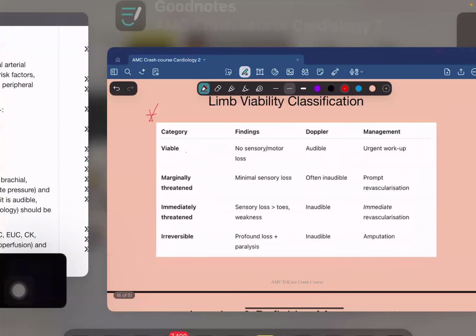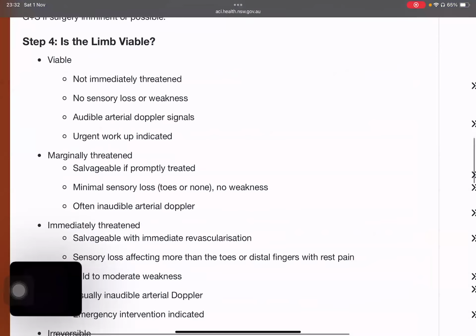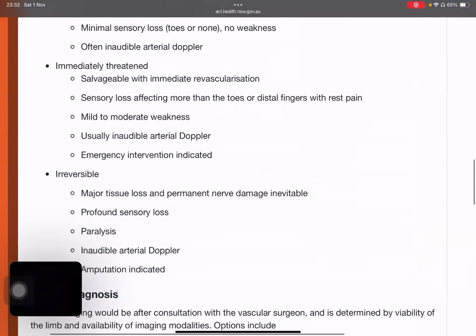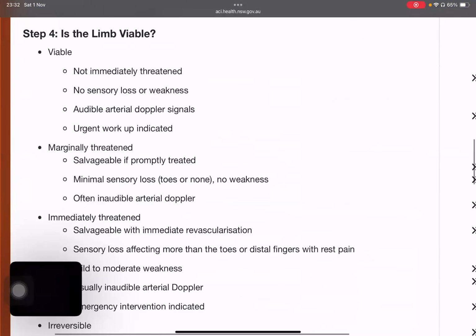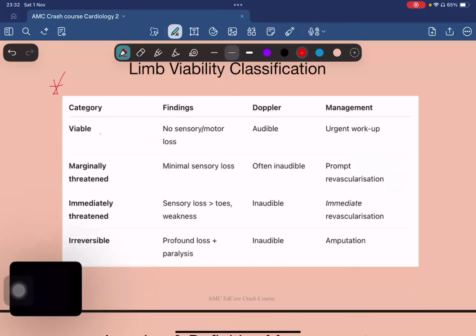I just turned it into a table. It was actually in the guidelines like this: viable, marginally threatened, immediately threatened, reversible, and so on. So the management obviously depended on that. We'll quickly go through that.